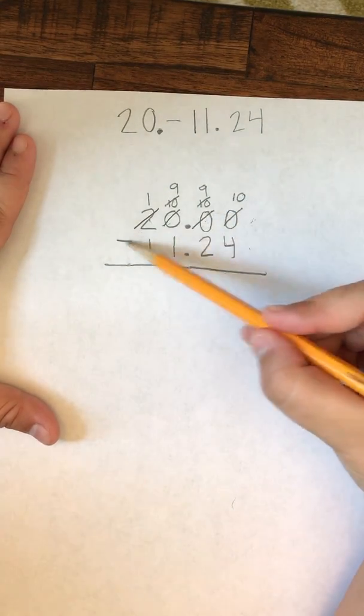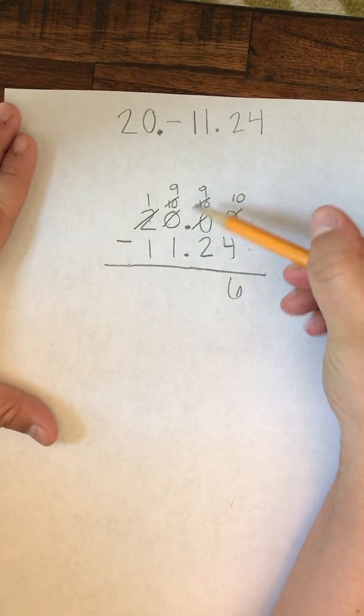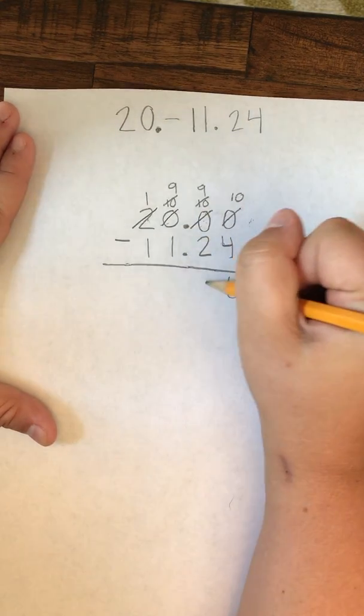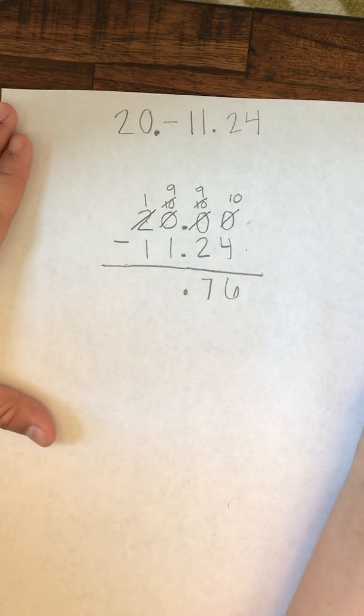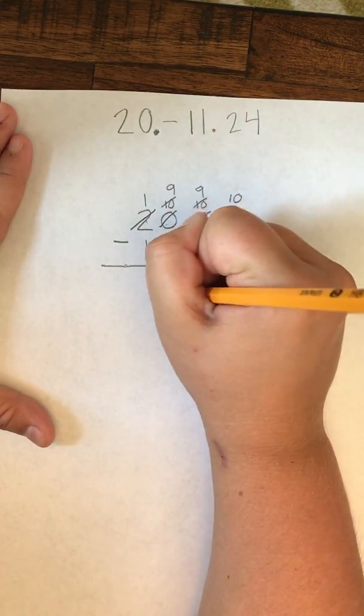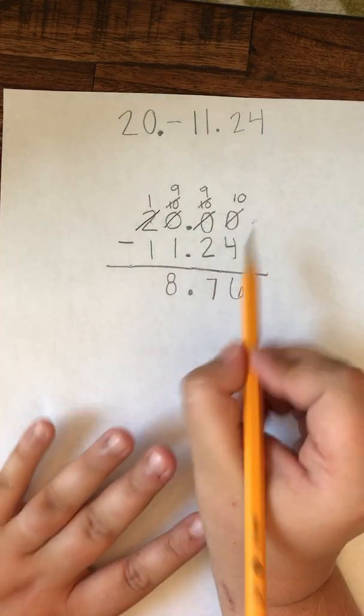So 10 minus 4 equals 6. 9 minus 2 equals 7. I'm going to drop down my decimal. 9 minus 1 equals 8. And then 1 minus 1 equals 0. Okay, so this would be our answer.